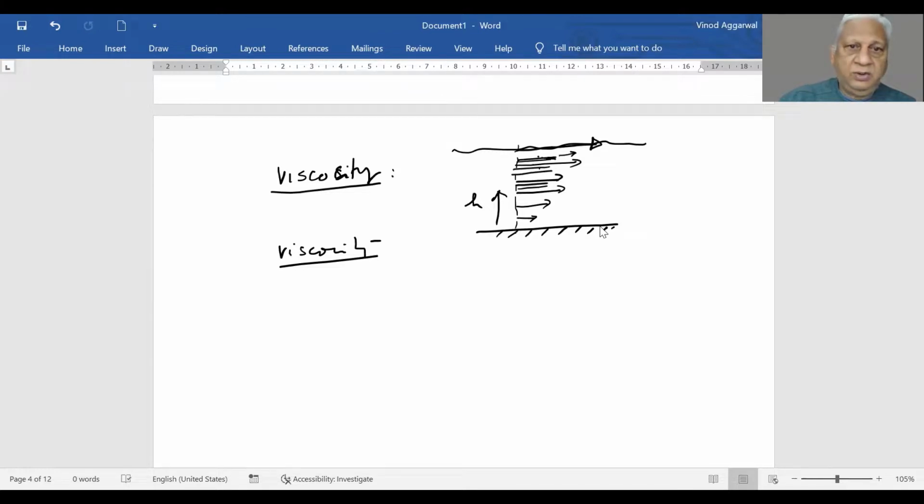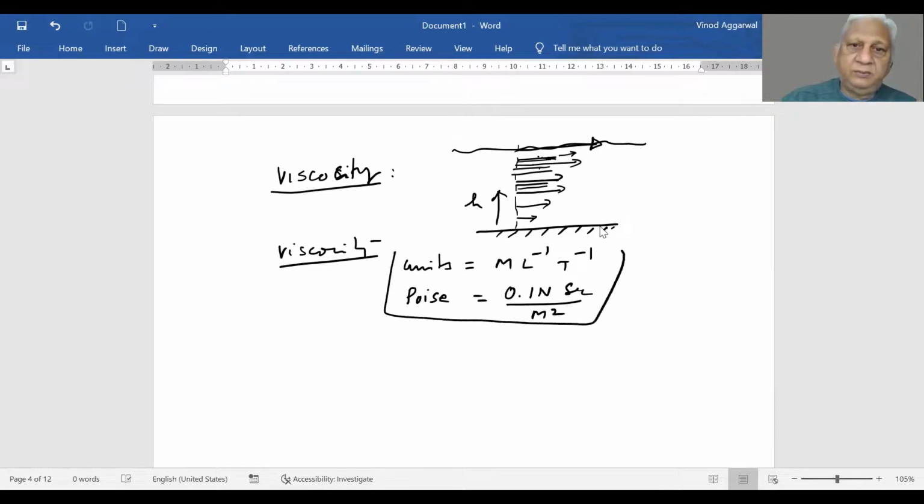And what are the units of viscosity? M L minus 1 T minus 1 are the units of viscosity. And normally it is expressed in poise or centipoise. 1 poise is equal to 1 newton second per meter square. Quite often, since poise is a bigger unit, we use centipoise as the unit.